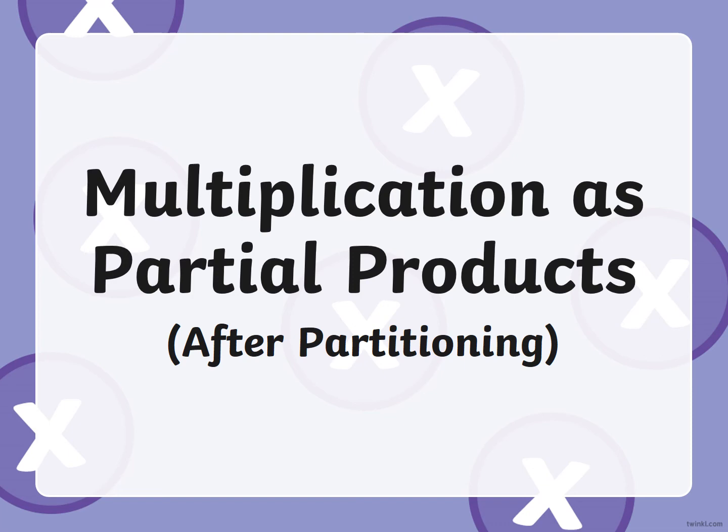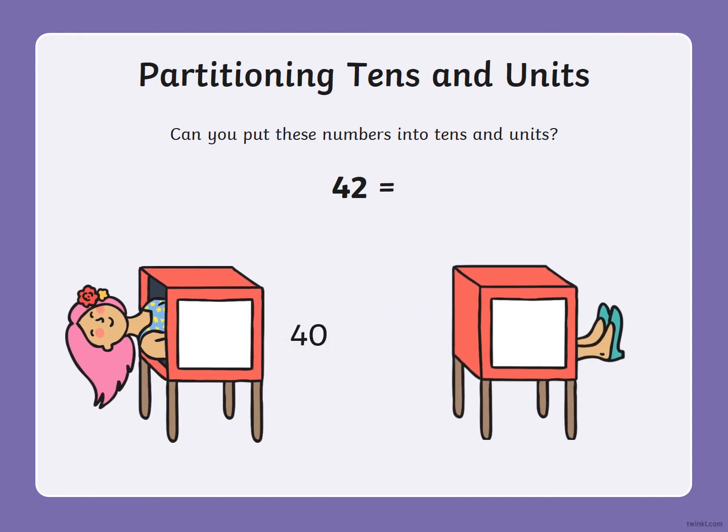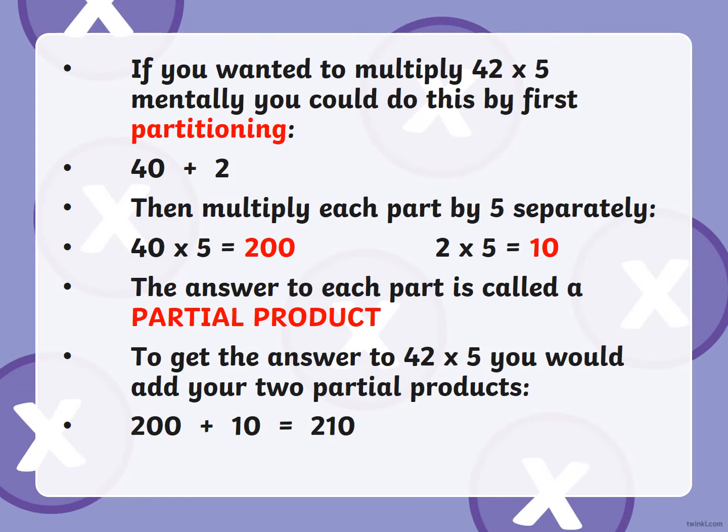Okay, slightly larger numbers this time. So, if you have a number 42 and we split this into its partitioning in tens and units, we would have 40 and we would have 2. I don't know why it's missed it off of the slide there, but you'd have 40 and you'd have 2. 40 add 2 makes 42.